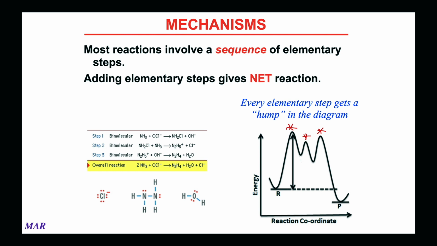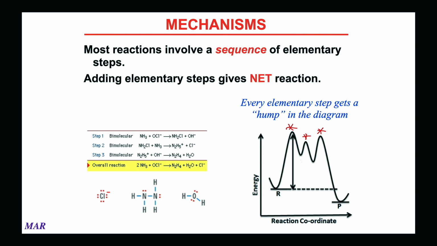And so what they propose is that the first step is ammonia reacting with hypochlorite. It makes a compound called chloramine, NH2Cl, which is super nasty, plus some hydroxide. The second step, that chloramine, is pretty reactive, so it reacts with another ammonia to make a protonated hydrazine, that N2H5+ thing, plus chloride.